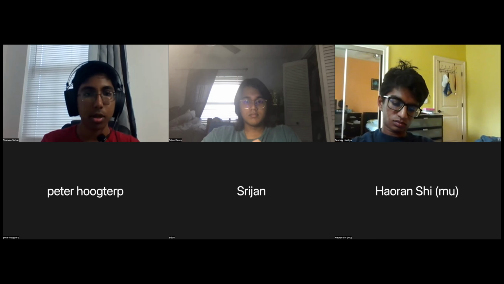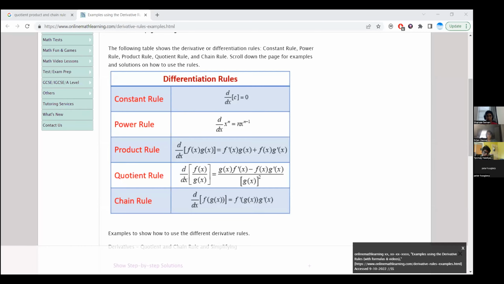In the meantime, I'm just going to share something else. You can just look at this while we're waiting. This is just a list of all the different formulas that you need to know. The power rule, the product rule, the quotient rule, and the chain rule. And so if you know all of this, the FAMAT problems, like the derivative problems, should not be too hard.